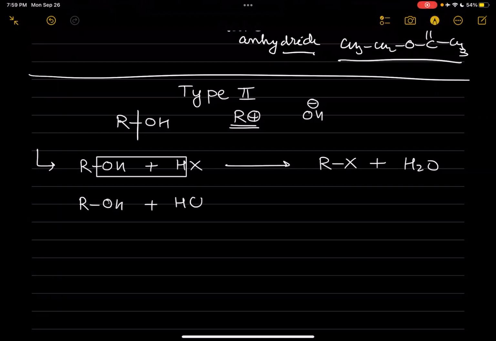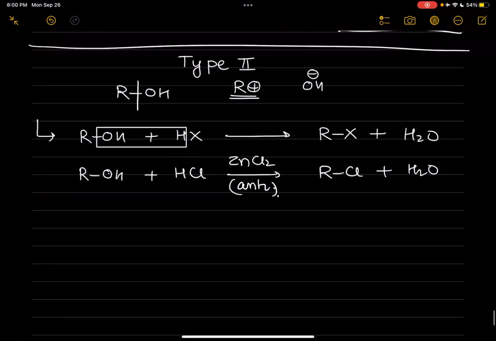Arshin, any idea? No, sir. We take some catalyst also, ZnCl2 anhydrous. Imad and Ryan, any idea? Remember it? No. So what is the rate of this reaction? Tertiary is going to form more easily than secondary, than primary.